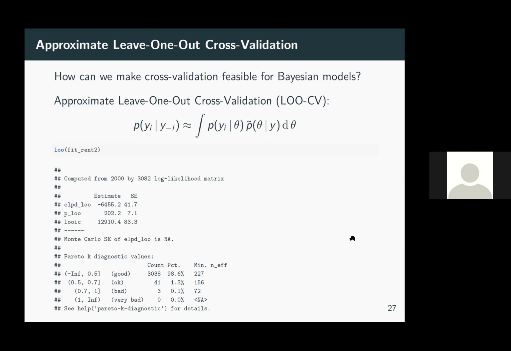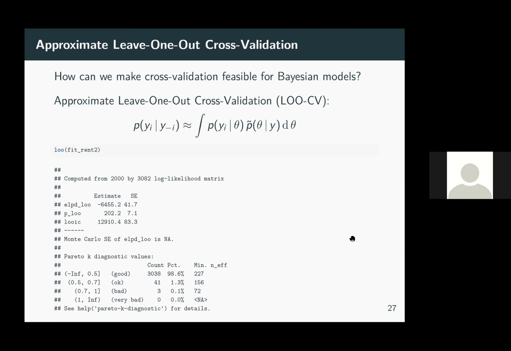A quick follow-up from me. Does that also cover the cmdstanr backend? Yes, because the backend just relates to how the model in Stan is fitted. But the log likelihood functions are not defined in Stan, they're defined in R. So they're independent of the Stan interface.